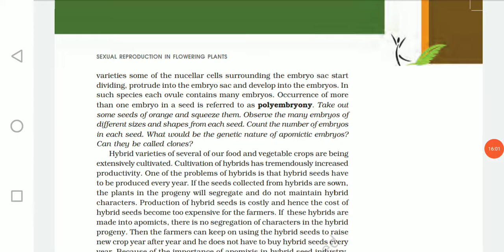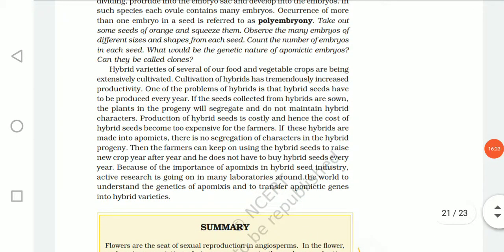So more often, as in many citrus and mango varieties, some of the nucellar cells surrounding the embryo sac start dividing, and they will protrude into the embryo sac, and these will develop into embryos. In such species, each ovule contains many embryos. So there is an occurrence of more than one embryo, which is known as polyembryony.